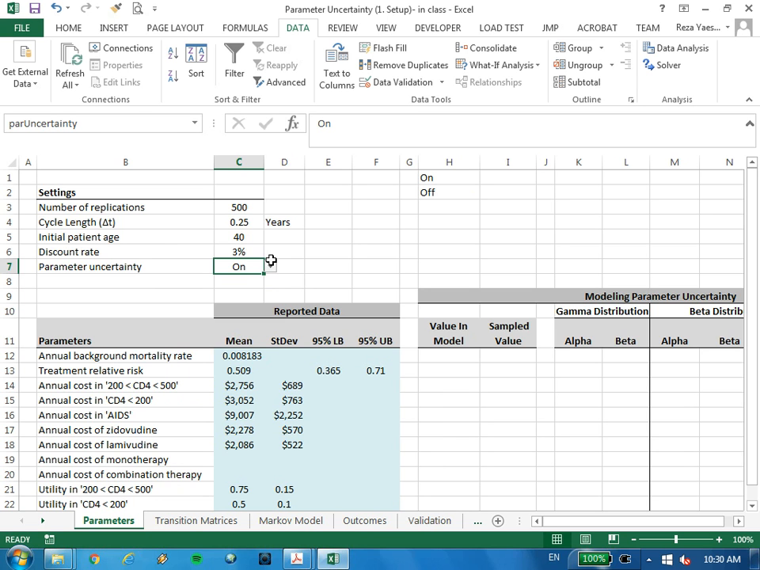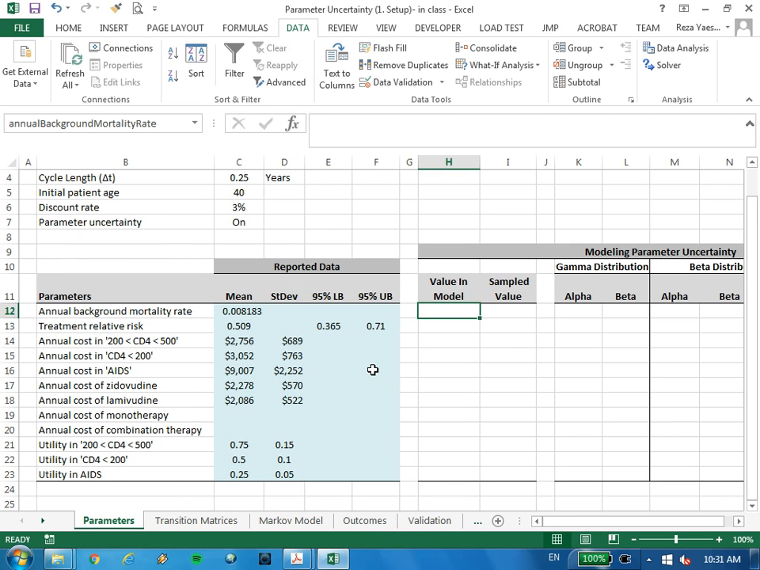All right. So now I can turn on and off the parameter uncertainty analysis. Now I need to decide what value to use in the model. For the annual background mortality rate, I mentioned that there is no uncertainty around this estimate because I look at the entire US population, so I can just set it equal to the mean from the reported data. Okay.